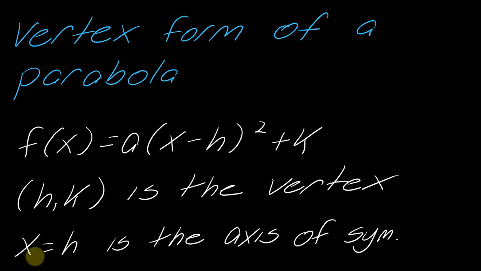One thing I want to point out: x = h, the axis of symmetry, is an equation. It's not just a number. If you just write one number without the equation, you're not going to get it right. You need that x equals as part of it.